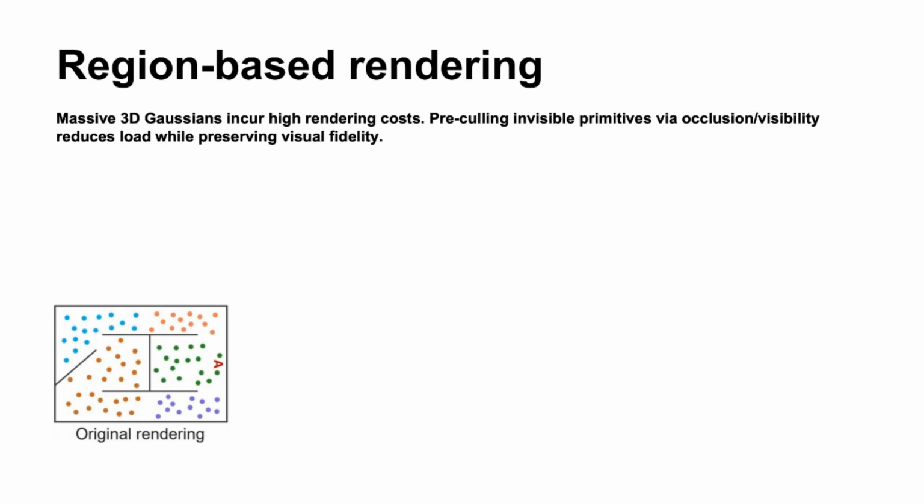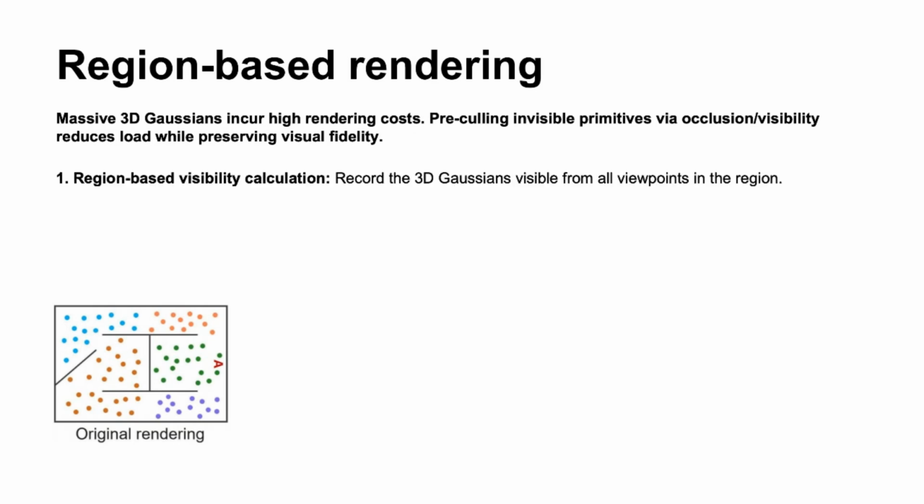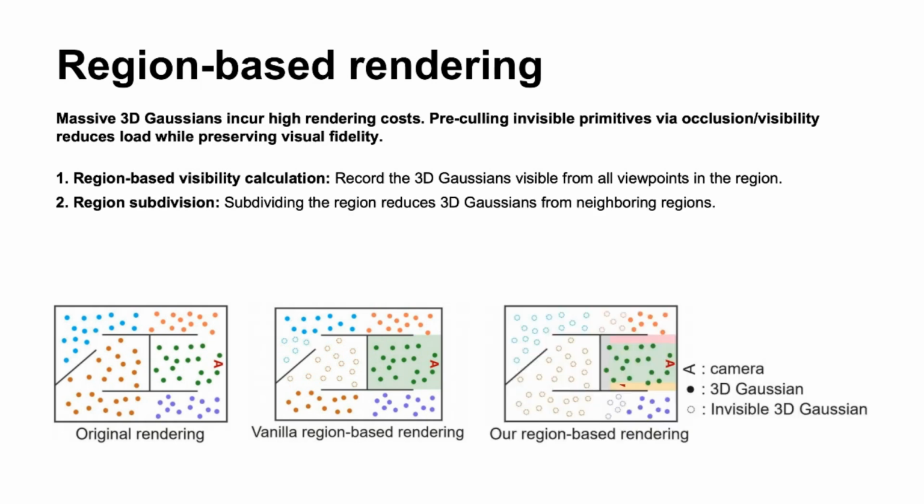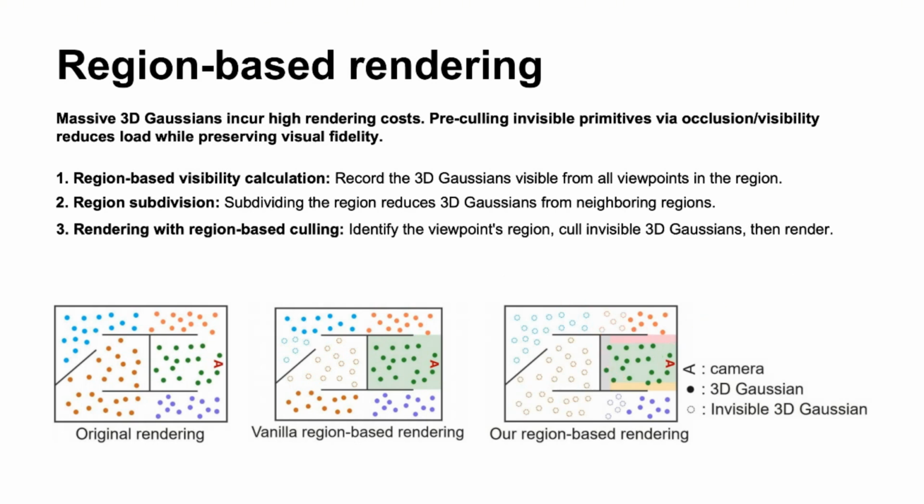Rendering large scenes with millions of 3D Gaussians is computationally expensive. Our solution is, first, we pre-cull invisible primitives using occlusion and visibility checks. Second, we subdivide regions to reduce interference from neighboring regions. Finally, for rendering with region-based culling, we identify the viewpoint's region, cull invisible Gaussians, and render only what's necessary. This approach reduces rendering load while maintaining high visual quality.